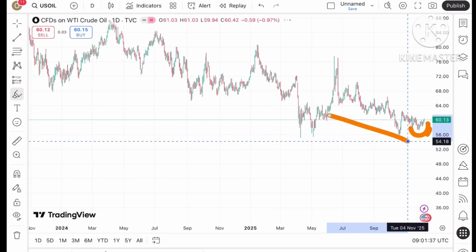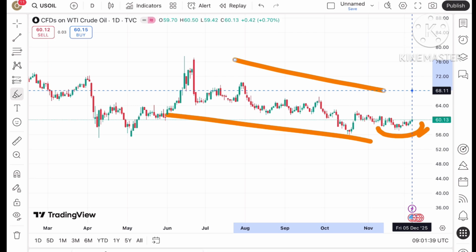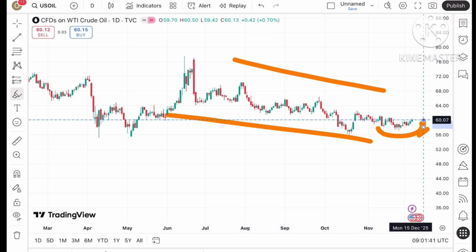As you can see in this particular chart, from this particular level it is trying to go upside. But now WTI is near a major resistance zone. Traders are watching it carefully. Will we see a breakout or a pullback?